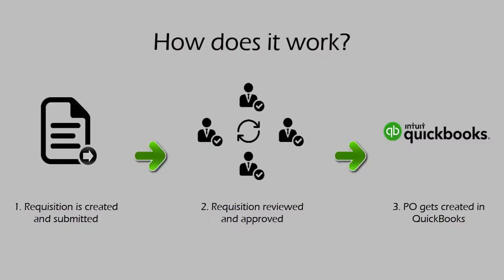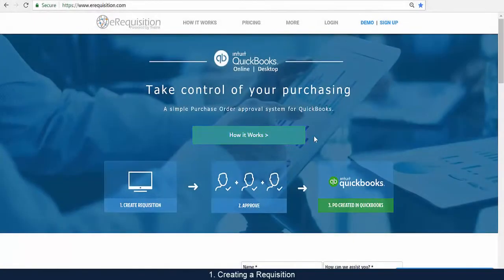Let's talk about what eRequisition is. eRequisition is a purchase order approval system that integrates with your QuickBooks. First, a requisition is created, and then it is submitted for approval. Once all approvals have been completed, then the requisition is converted into a purchase order, and the PO is then synced into QuickBooks. Now let's log in as a requester and create a requisition.